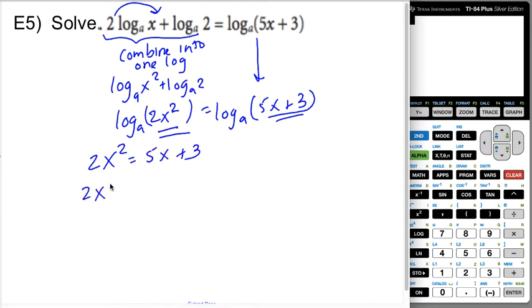Move everybody to one side, and I really prefer having a positive leading coefficient. Oh, sorry, my bad, that's a negative 3. I really prefer having a positive leading coefficient, so I'm going to move everybody to the 2x squared side. I know this has to be a 2x and an x. I know this has to be a 1 and a 3, but that they have to have opposite signs, right? That's what the negative tells me.